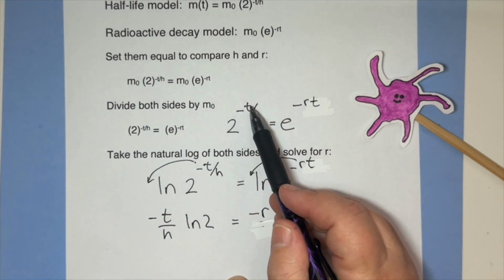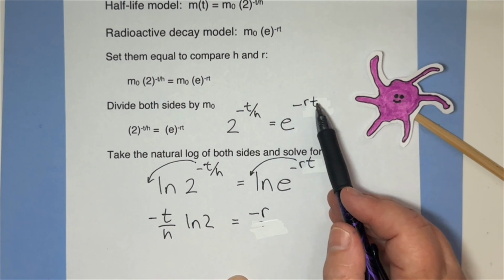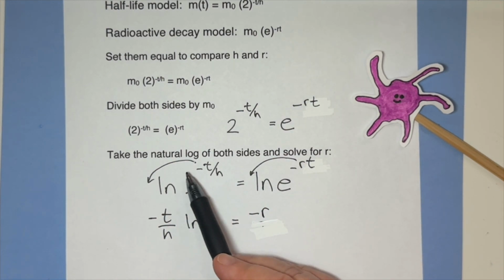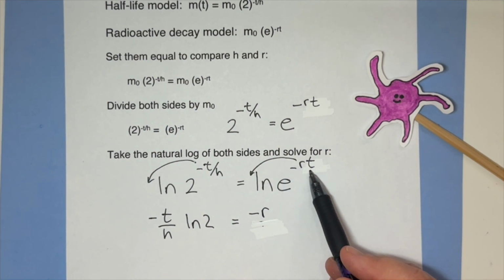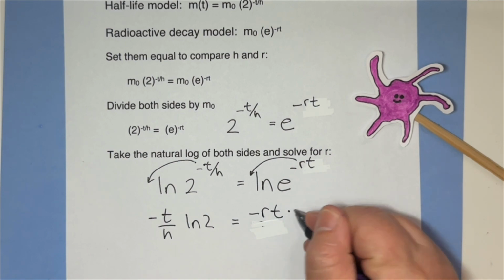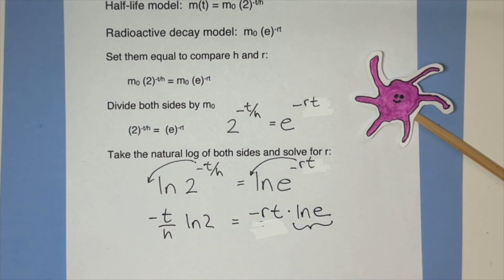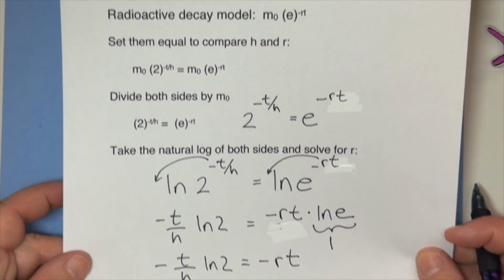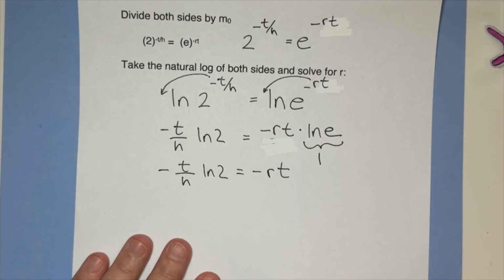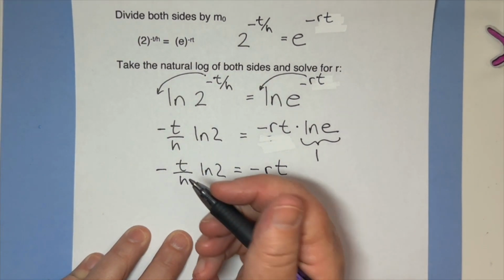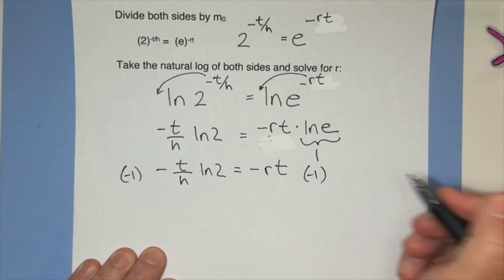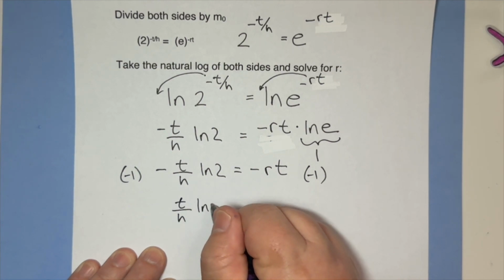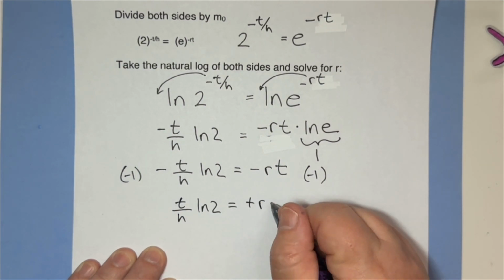So here we've got the opposite of t over h on the left, the opposite of rt on the right. I get the opposite of rt times natural log of e. Natural log of e is 1. So I get the opposite of t over h times natural log of 2 equals the opposite of rt. What are we supposed to be doing? I want to find out what r is, so I want to solve for r. I'm going to multiply both sides by negative 1. And then I get t over h times natural log of 2 equals positive rt.